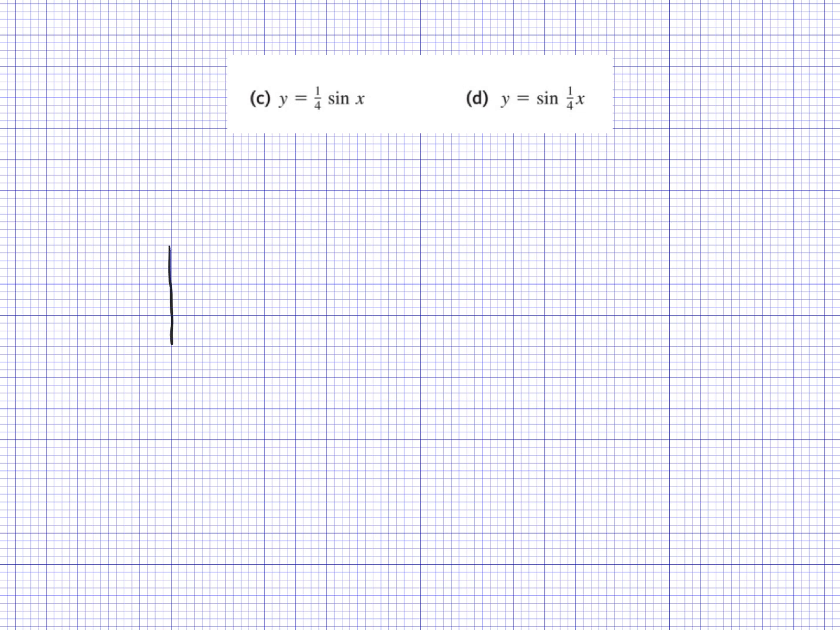All right, C, 1/4 sine of x. So again, let's just go ahead and draw this out. So that's our amplitude of 1/4. So let's just say this is 1. So 1/4 is right here, and negative 1/4 is there.